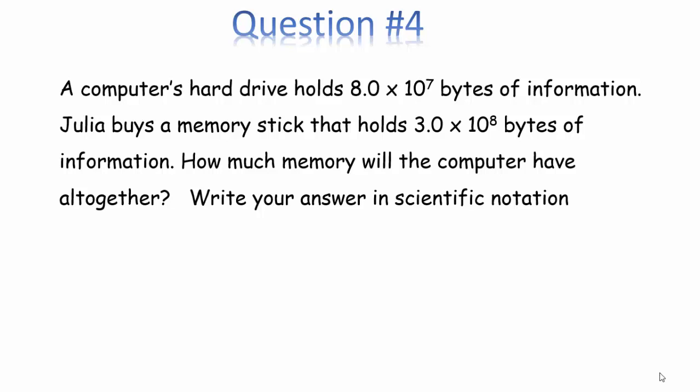Okay, let's take a look at question 4. A computer's hard drive holds 8.0 times 10 to the 7th bytes of information. Julia buys a memory stick that holds 3.0 times 10 to the 8th bytes of information. How much memory will the computer have altogether? Between the hard drive and the memory stick, how many bytes of information can that computer now hold altogether? Write your answer in scientific notation. Okay, I know I need my answer in scientific notation.